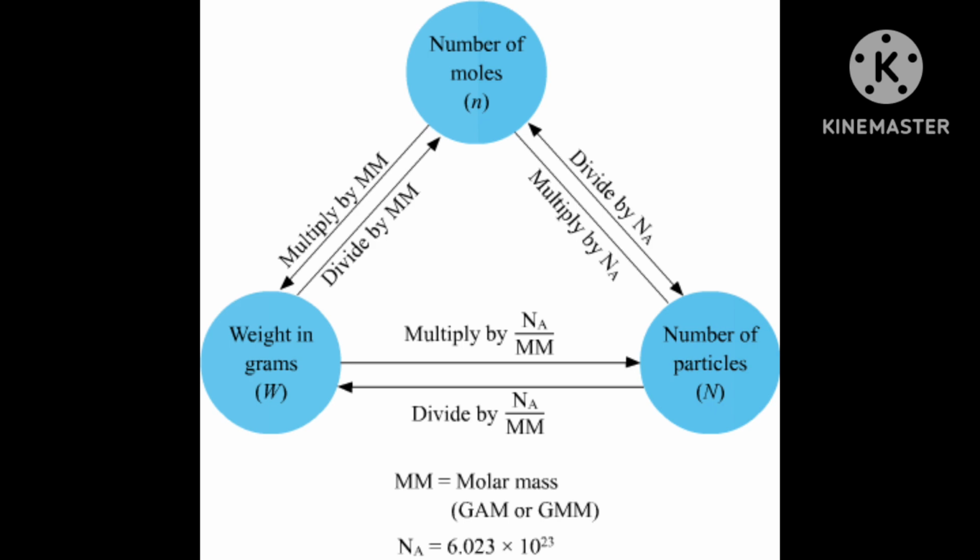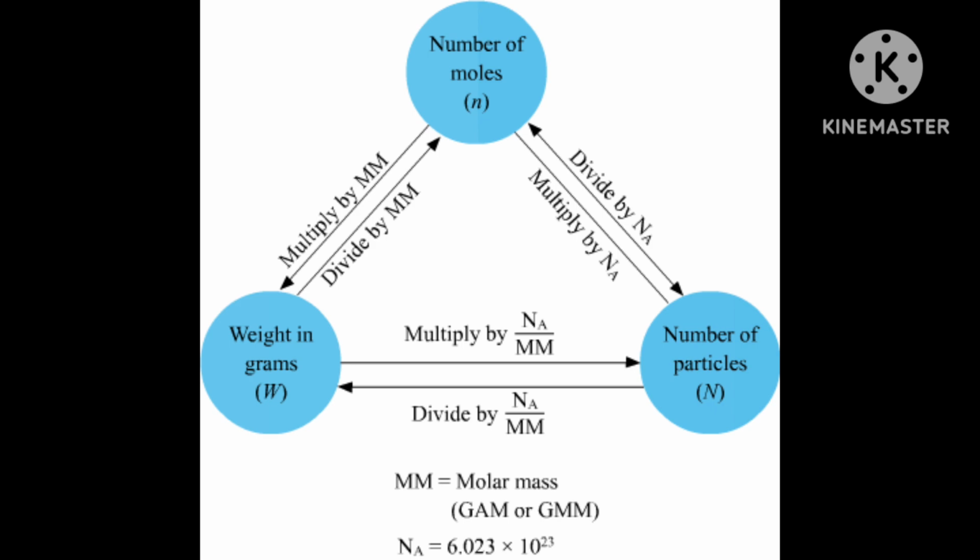This is called Avogadro number. Means 1 mole is equal to Avogadro number, means 6.02 into 10 to the power 23. Means 1 mole is equal to gram atomic mass or 1 gram atom of the element, and that is equal to 6.02 into 10 to the power 23 atoms. Okay, in case of atomic substances.